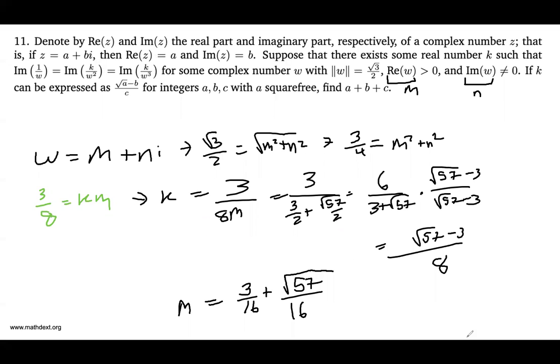You want to find a plus b plus c. That's 57 plus 3 plus 8, and this is equal to 68.